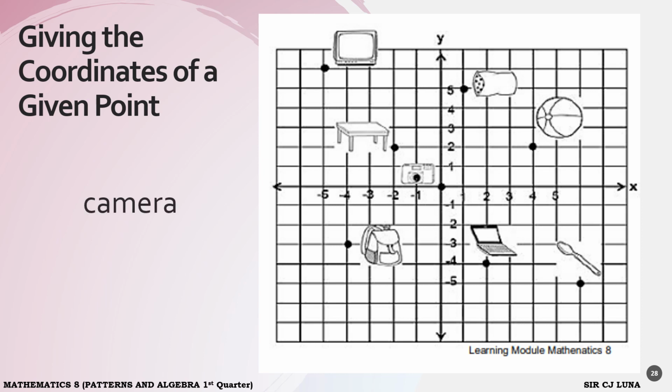Have you seen the camera? Now, let's give the coordinates of the camera. It is at the origin. Hence, the coordinates of the camera is (0, 0).